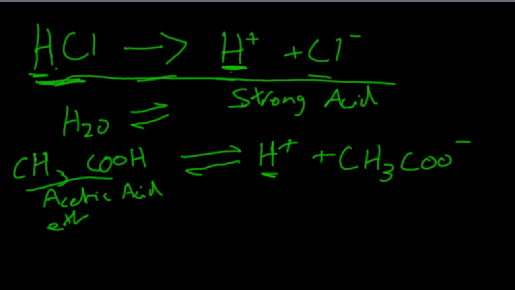Also ethanoic acid, same thing. And it splits out to H+ plus CH3COO-. But the big difference is this here. It's got a reverse reaction as well as a forward reaction, which means that at any one moment, remembering our equilibrium, there's going to be some completely intact acetic acid molecules, and some of them will be ionized.